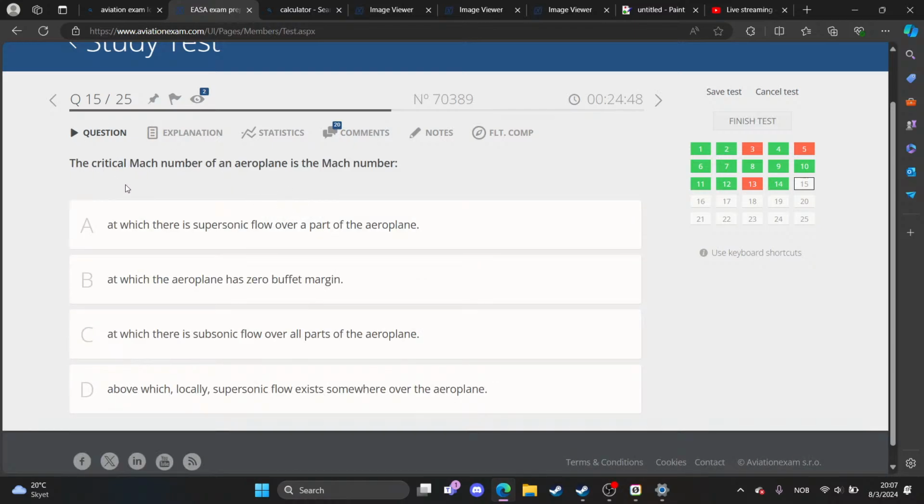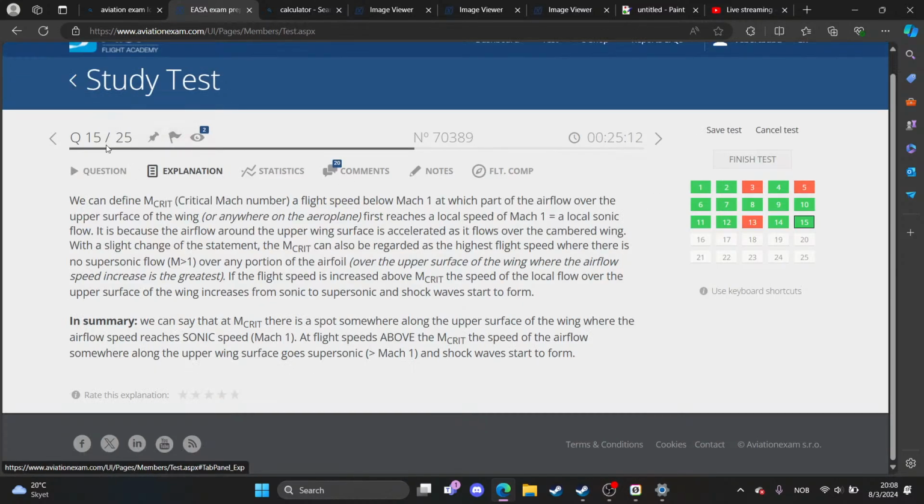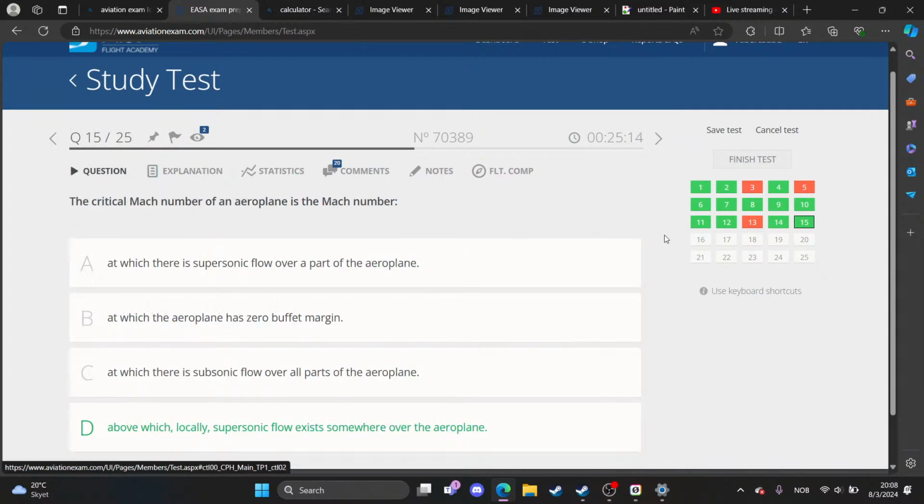The critical Mach number of an airplane is the Mach number above which locally supersonic flow exists somewhere. Yes. This one. I like that one. It's a good one.